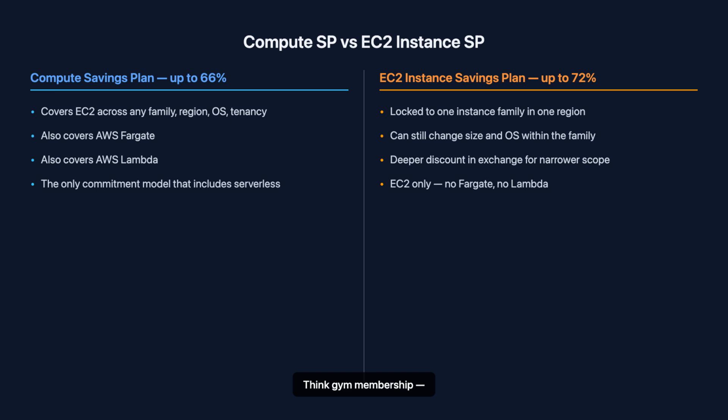Think gym membership. Compute is the chain-wide pass. EC2 instance is 1 specific location at a lower price per visit.